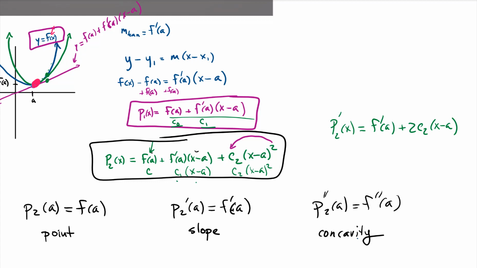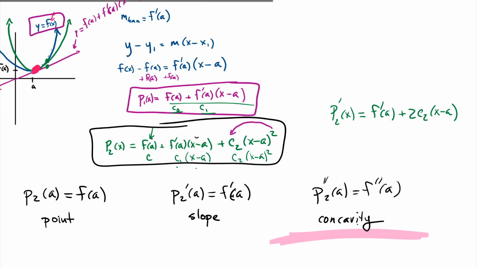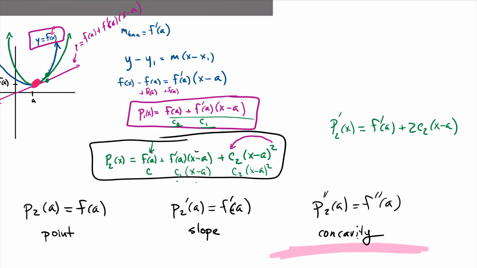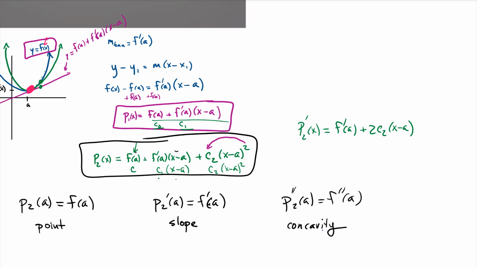And lastly, we want to match up this concavity. Now here's the weird part, and you don't really have to have a great understanding of this, but we're going to do our best. So I'm going to take another derivative and ask, all right, P sub 2 double prime. Well, we're going to lose that constant. It's just going to go away. And the only thing we're going to be left with is the constants, the 2 C2 times x minus a. You take the derivative of something with an x and it just goes away.